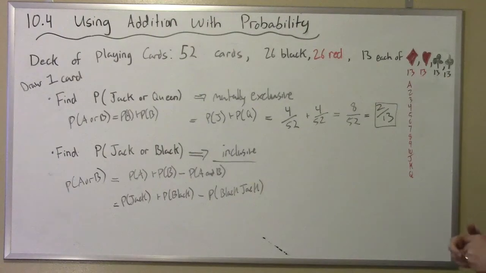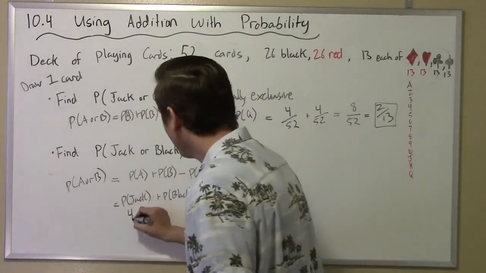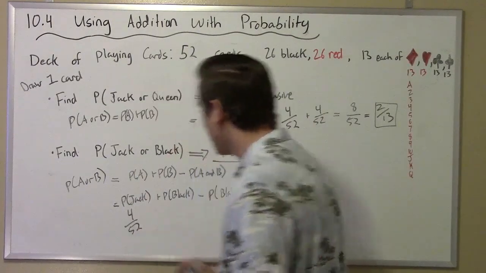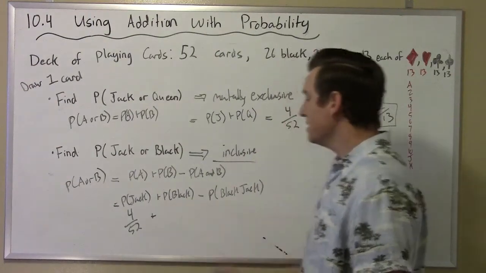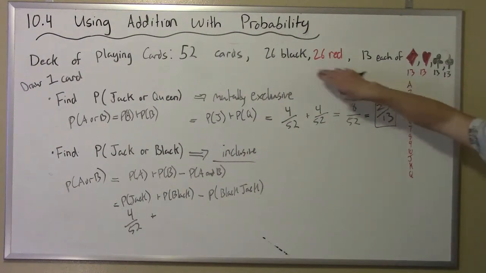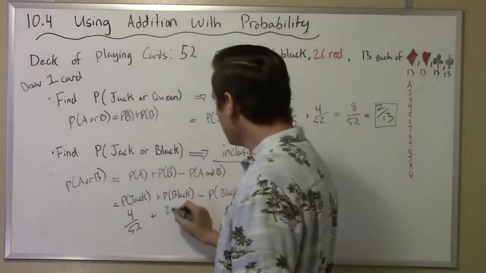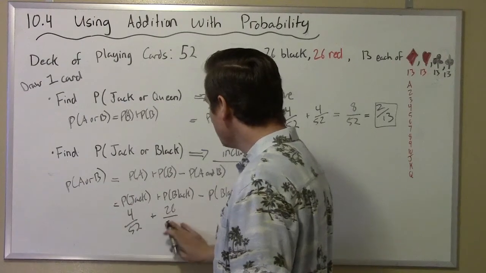Okay, so probability of pulling a jack. Well, again, there's 4 jacks in the deck, and there's 52 cards total. So 4 jacks, 52 cards. Okay. The probability of pulling a black card, there's 26 black cards in the deck. Half the cards are black. So there's 26 over 52.